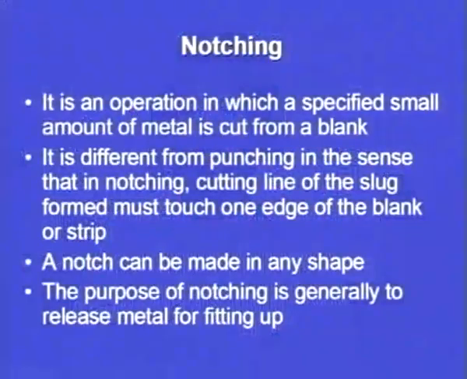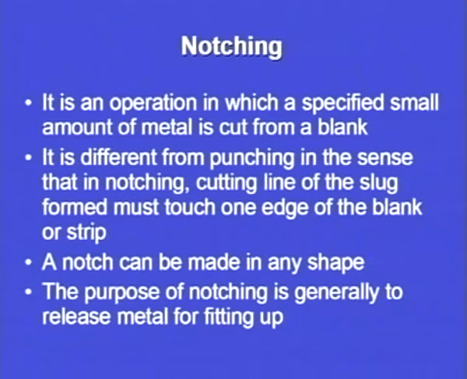In sheet metal forming operation, we are using a sheet metal. So, we will cut a notch at one edge of the sheet metal. It is an operation in which a specified small amount of metal is cut from a blank. It is different from punching in the sense that in notching, the cutting line of the slug formed must touch one edge of the blank or strip. So, there is a difference between a punching and a notching operation. We have already seen that there is a difference between punching and piercing operation. Similarly, there is a difference between punching and notching.